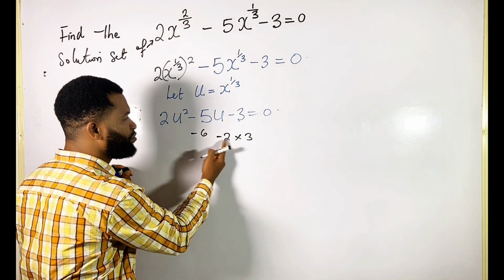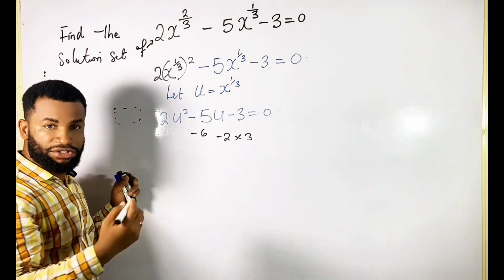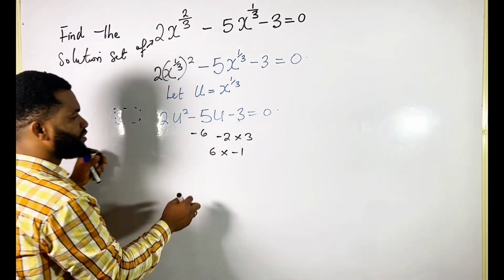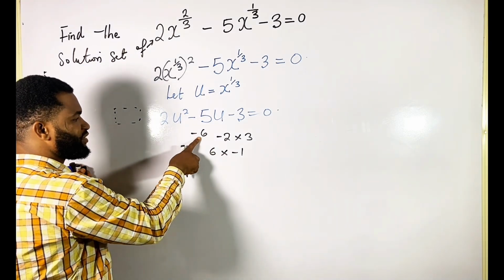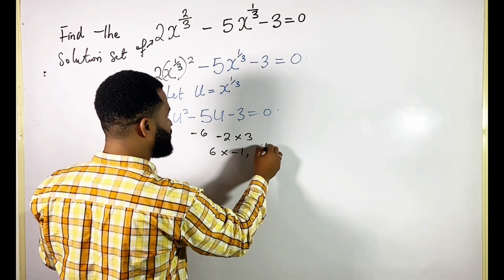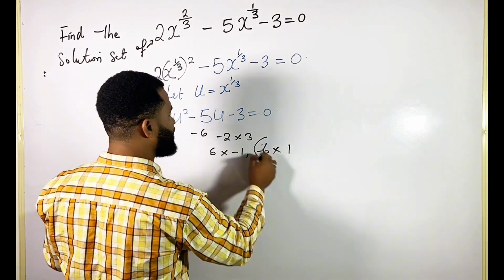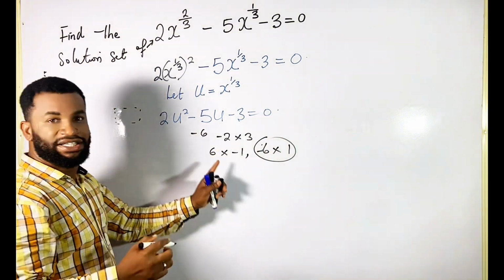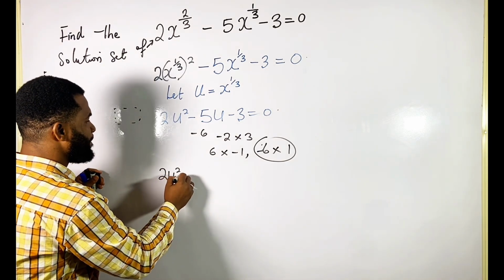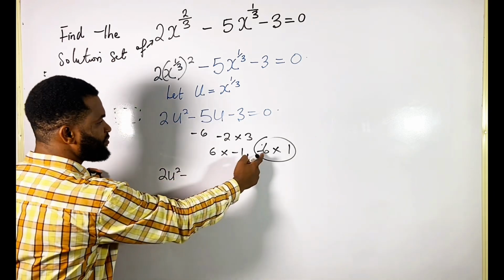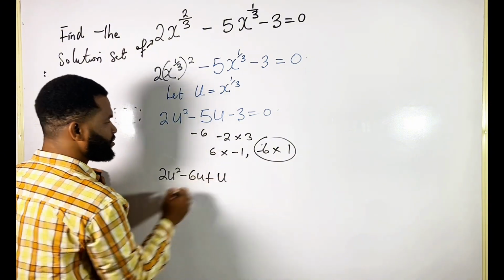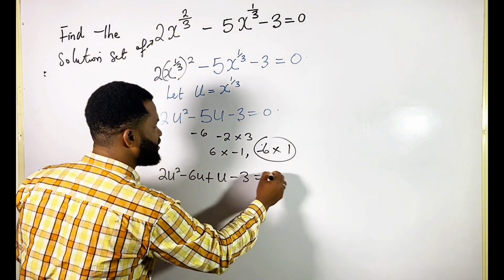But minus 2 plus 3 cannot give me minus 5. So I will also go for 6 times minus 1. 6 times minus 1 can give me minus 6. But 6 minus 1 cannot give me minus 5. So I will use minus 6 times 1. And this is the right factors of minus 6 that can add to give me minus 5. So I will say 2u squared minus, instead of writing minus 5u, I'm going to write minus 6u plus 1u, which is plus u. Then this is minus 3 and everything is equal to 0.